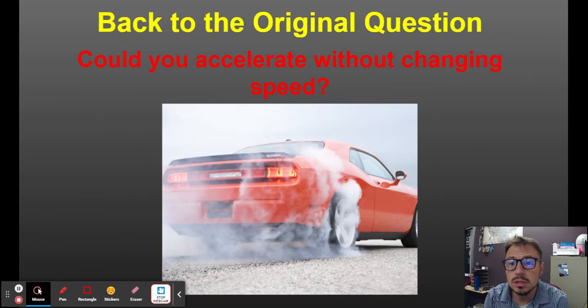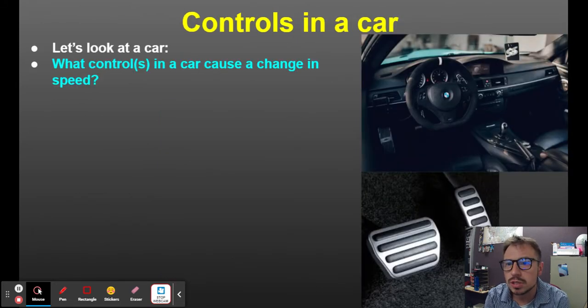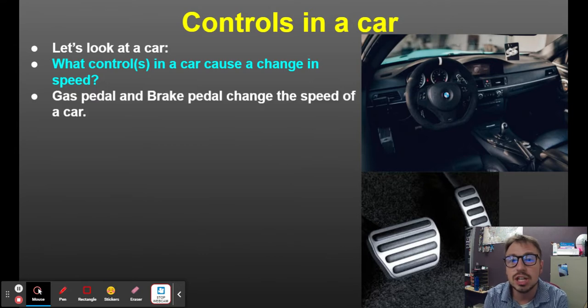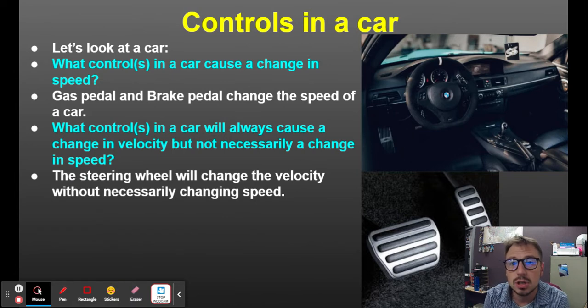So could you accelerate without changing speed? Think about the controls in a car. What controls in a car cause a change in speed? Well, the gas pedal and brake change the speed of a car. Now, what control or controls in a car will always cause a change in velocity, but not necessarily a change in speed? So the steering wheel will cause a change in the velocity without necessarily changing the speed because the steering wheel causes a change in direction.